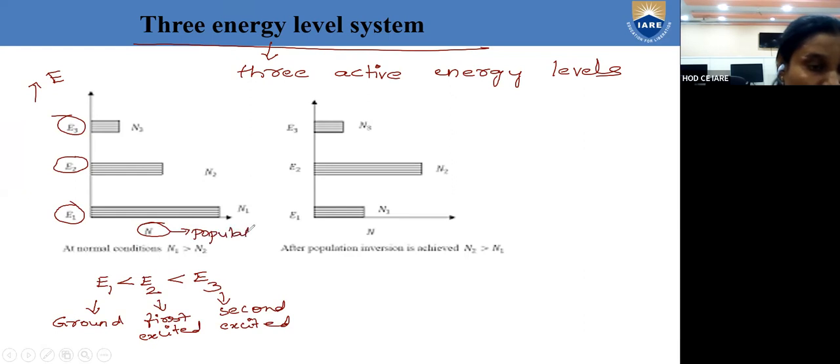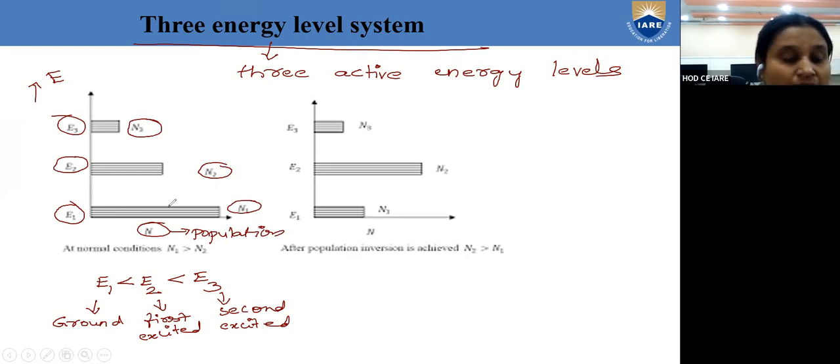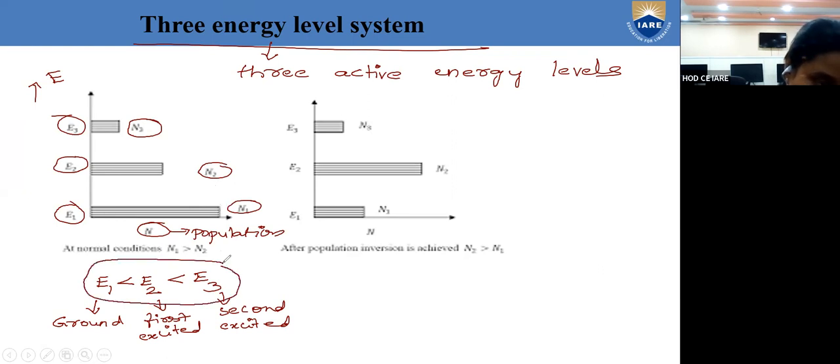And what is N1? N1 is the population of E1, N2 is the population of E2, and N3 is the population of E3. What is population? The number of atoms or electrons present per unit volume is the population. And of course, under normal condition, E1 is less than E2, which is less than E3.